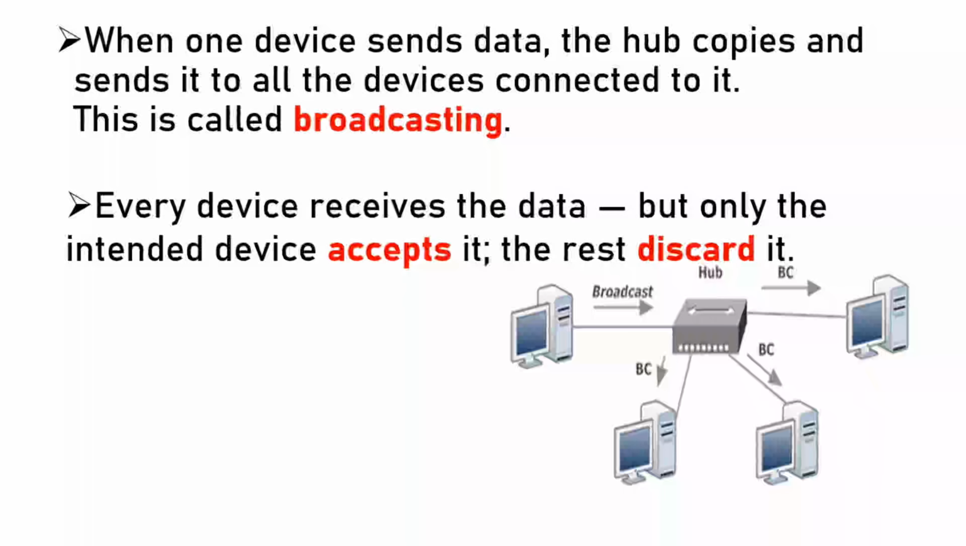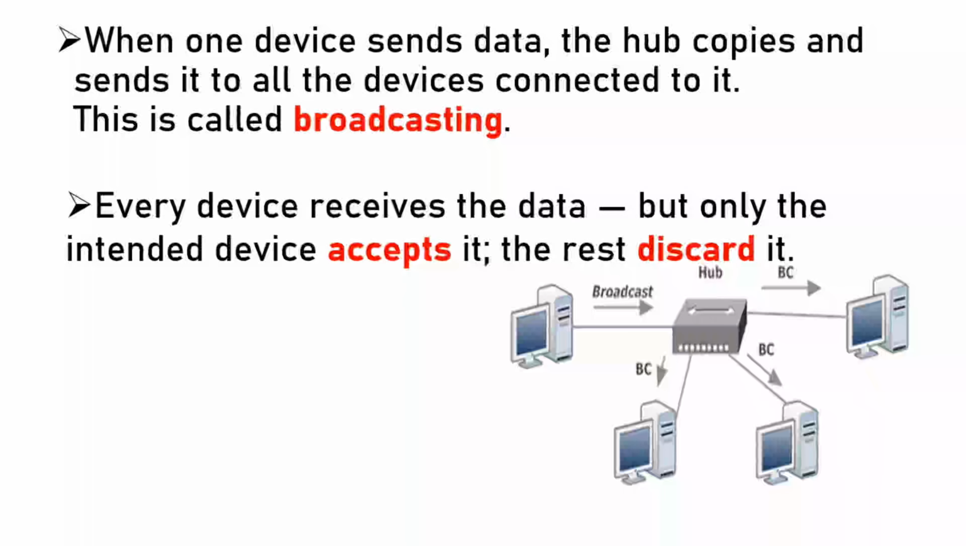A hub typically has 4, 8, 12, or 24 ports, depending on the size. When data comes in through one port, the hub duplicates the data and sends it out through all other ports. The hub does not analyze or manage the data traffic, it just repeats and forwards it.